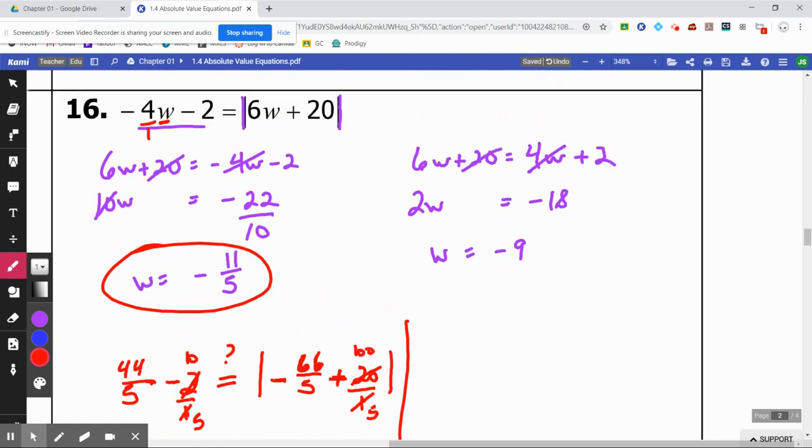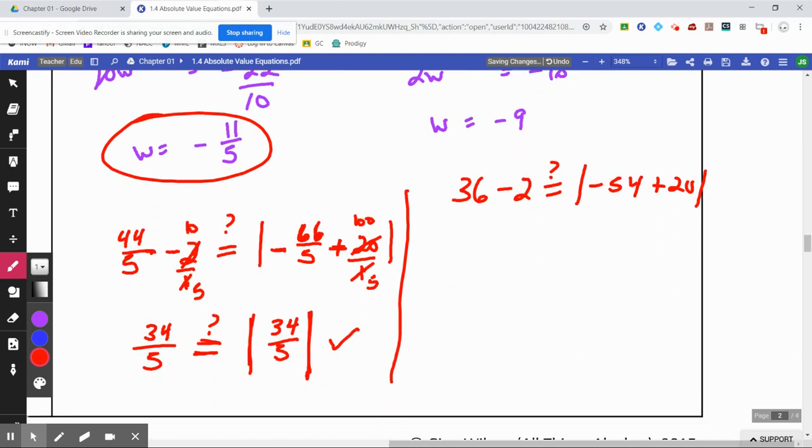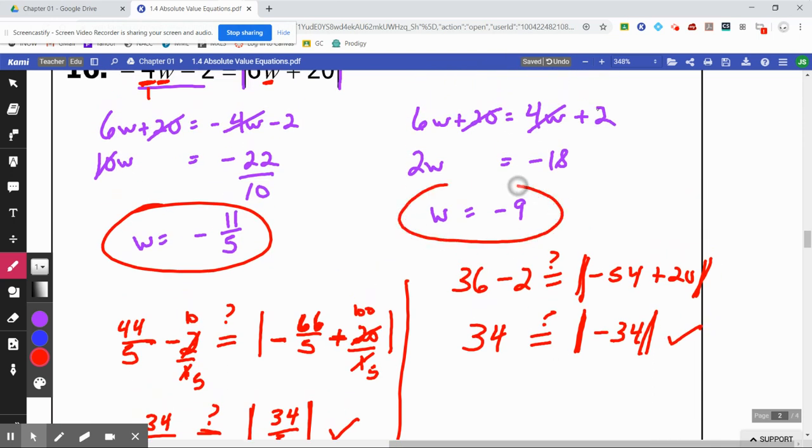We're going to plug in negative 9. We have negative 4 times negative 9, which is 36, minus 2. This one will be a little bit easier to plug in. Does that equal the absolute value? 6 times negative 9 is negative 54 plus 20. 36 minus 2 is 34. Does that equal negative 54 plus 20, which is the absolute value of negative 34? The absolute value of negative 34 is 34, so therefore they do equal, so therefore negative 9 works as well.